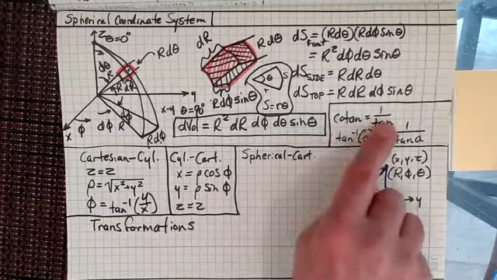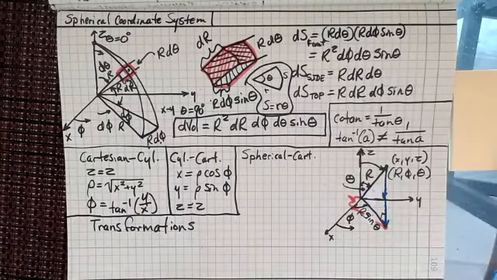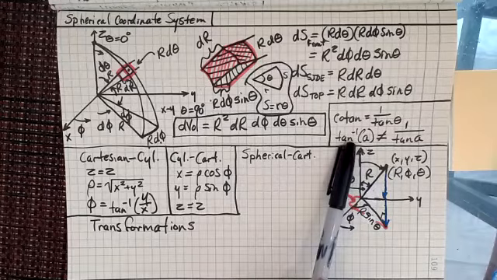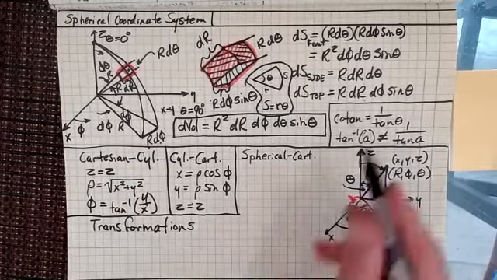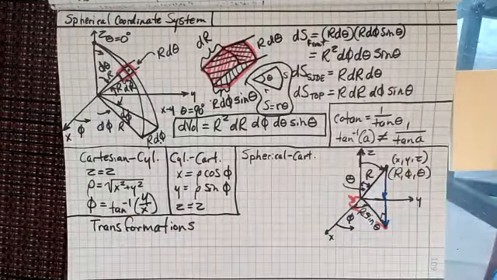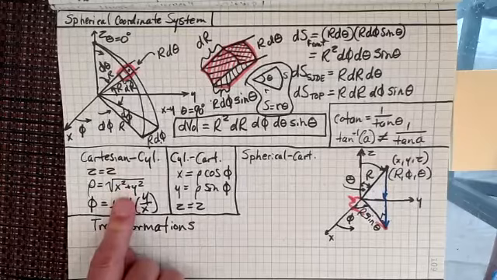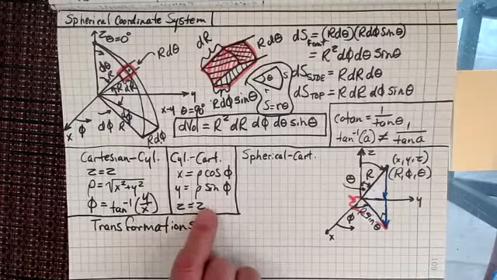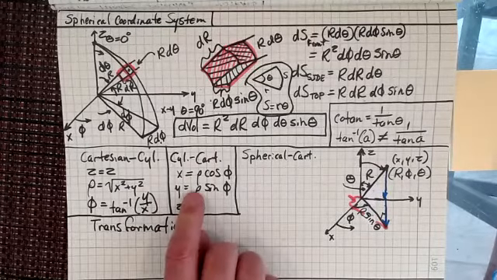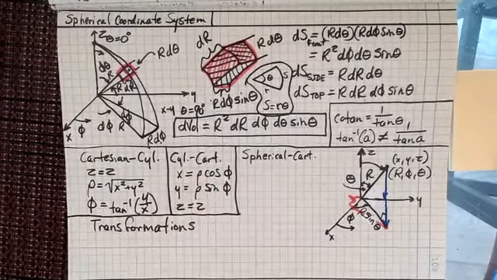Cotangent would be 1 over tangent. So the cotangent is 1 over tangent, but the inverse tangent is not the same as 1 over tangent of A. I probably should have picked a different variable there, but whatever. Okay, so here's our transformations then. Cartesian to cylindrical, pretty straightforward. Cylindrical to Cartesian, pretty straightforward because they share the z-axis, right? So we've got r times sine phi, r times cosine phi, and that would all be fine.